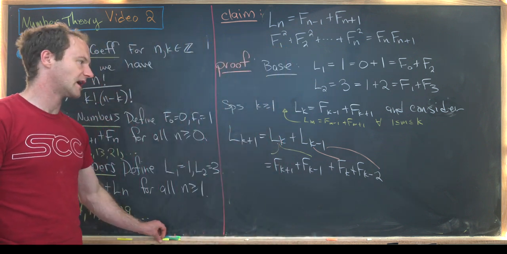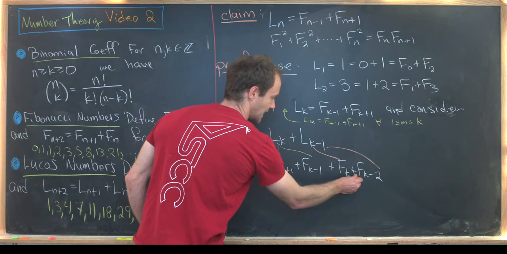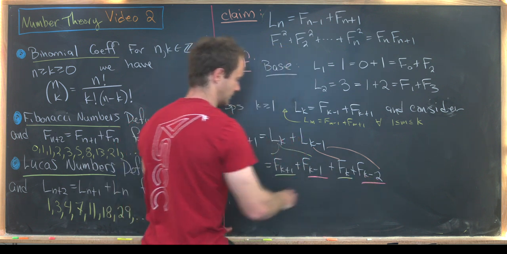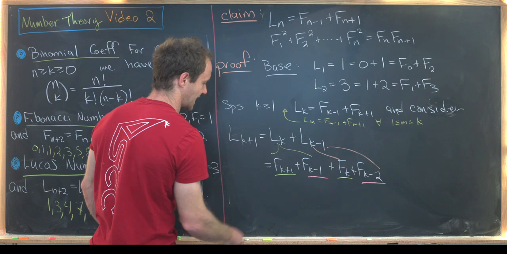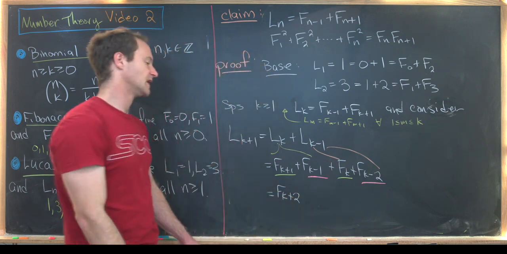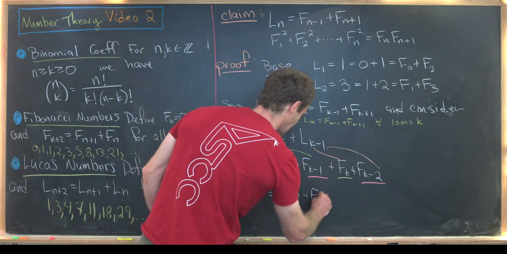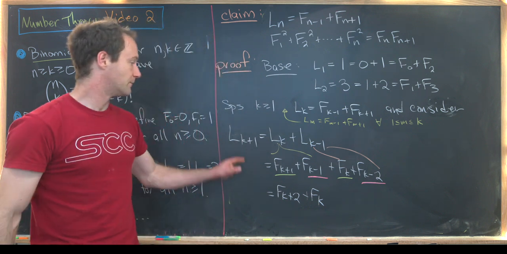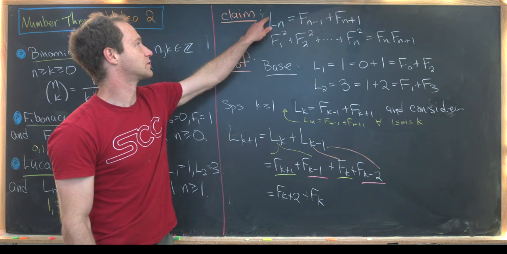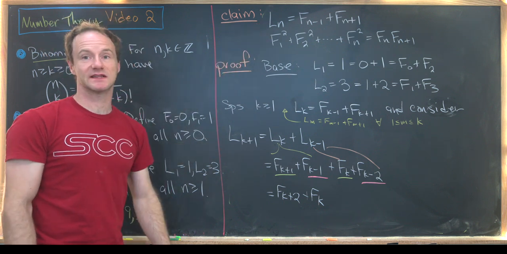But now we'll combine these in a way that's advantageous. So let's combine this one with this one, and then this one with this one. So Fk plus 1 plus Fk is most definitely Fk plus 2. And then Fk minus 1 plus Fk minus 2 is most definitely Fk. But this final equation is exactly what we needed to prove this first statement by induction. Okay, so now let's jump into the second statement.